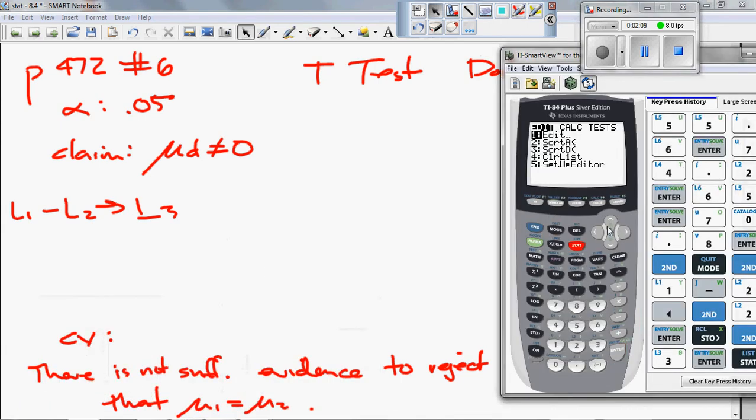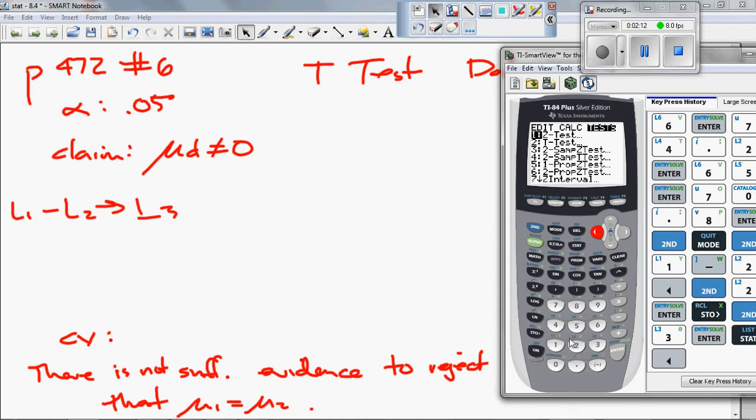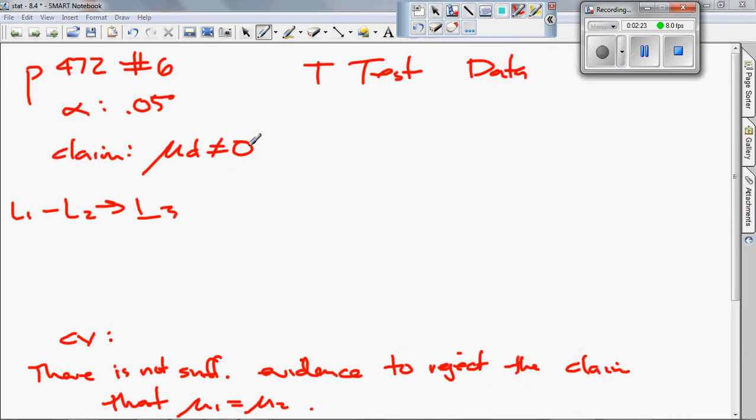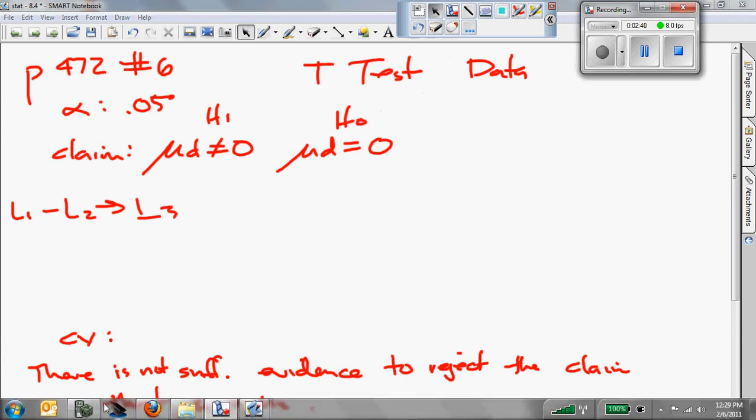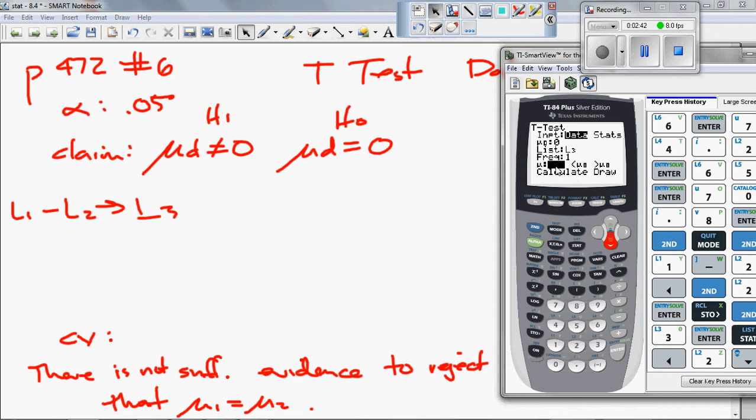So we hit stat, test, t-test, and we're going to use the data values in list 3. Our alternative hypothesis was our original claim. Null hypothesis would be that the difference is equal to 0, meaning that there is no difference. This is our null hypothesis. So we have not equal to highlighted, hit calculate.